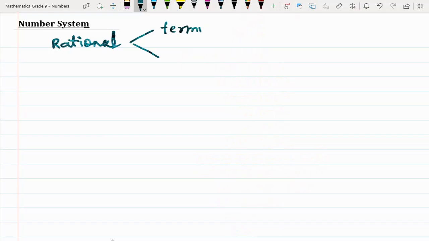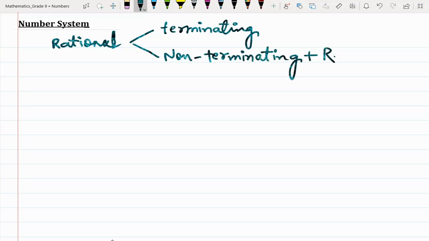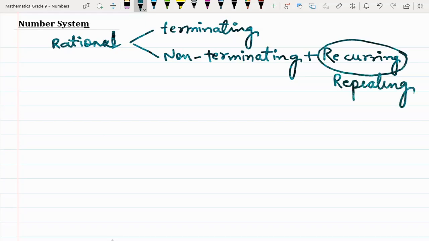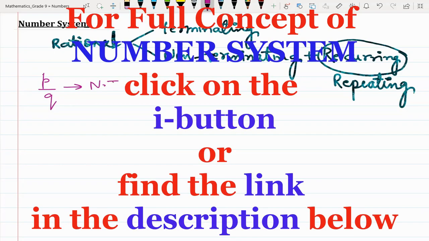So in the previous video you have already seen that rational numbers we divided into two categories. One is terminating and the other was non-terminating plus repeating, or we can say recurring. And in this video we are going to see non-terminating plus repeating numbers in the form P over Q. Please make sure you watch the full concept of number system through my previous video. You can click on the I button or you will find the link in the description below.